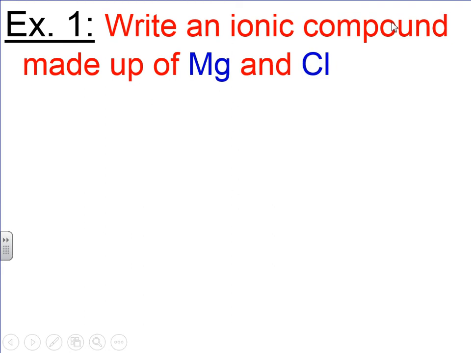This is Unit 2, Video 6. In this video, we'll actually do some example problems of how to write compounds. So the first example problem we'll consider is writing an ionic compound from magnesium and chlorine.